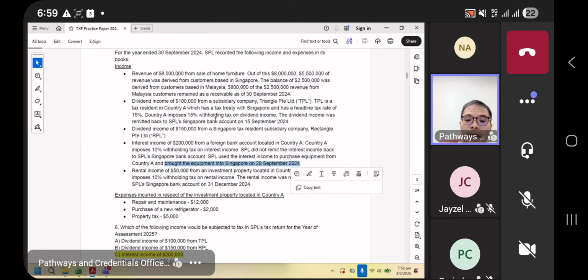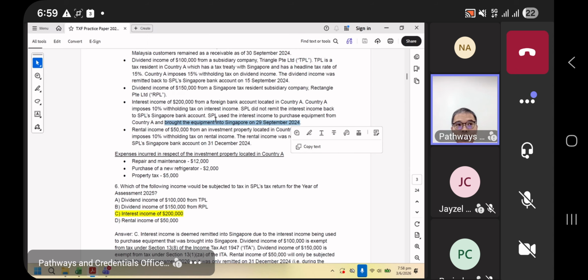And you all know that, under the concept of received in Singapore, there are 3 kinds of situations that will be considered as received in Singapore. One is, you bring the money back into Singapore. Secondly, you use the foreign income to settle your foreign trade debts. And number 3, which is in this case, you use the foreign income to buy equipment and you bring the equipment back to Singapore. This would also be considered as received in Singapore, so it is deemed received in Singapore. So that is why the interest income of 200,000 is subjected to tax.